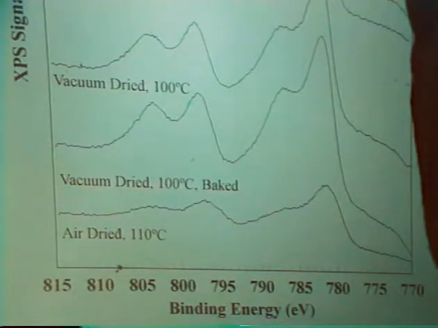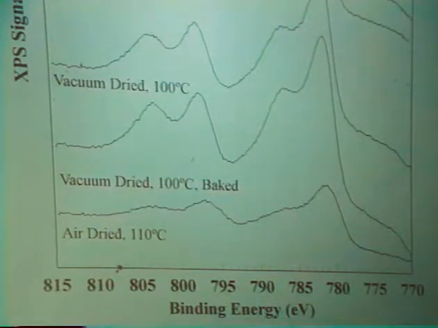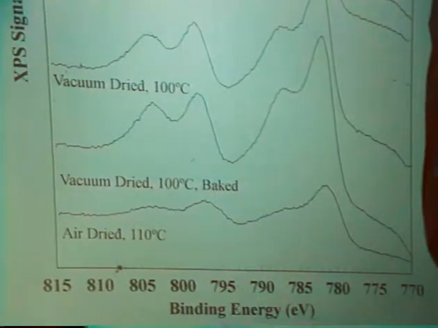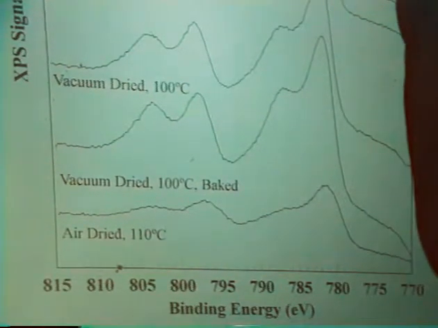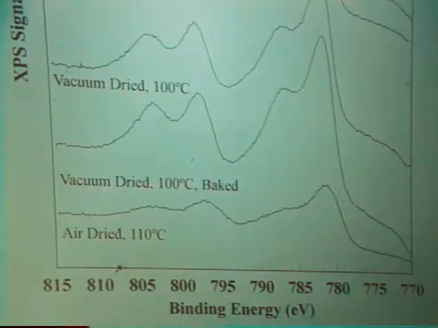If you'll remember, whenever we removed this sample from the air drying oven, the sample had turned black, which indicated that it had turned to cobalt oxide. This agrees with what we see in the XPS spectrum, where we see a majority of the cobalt has converted to a cobalt oxide type of species.